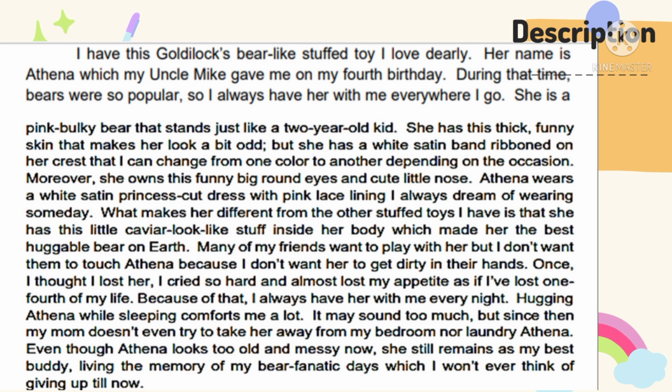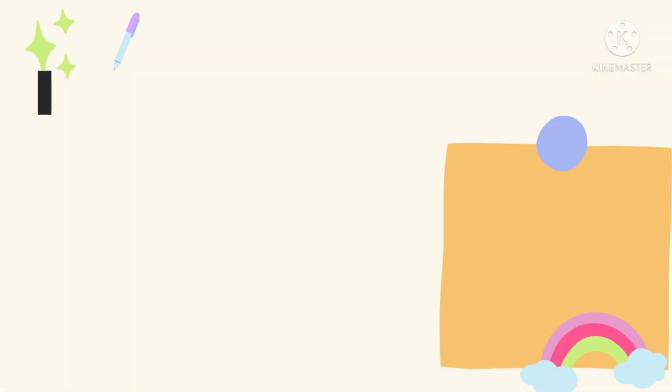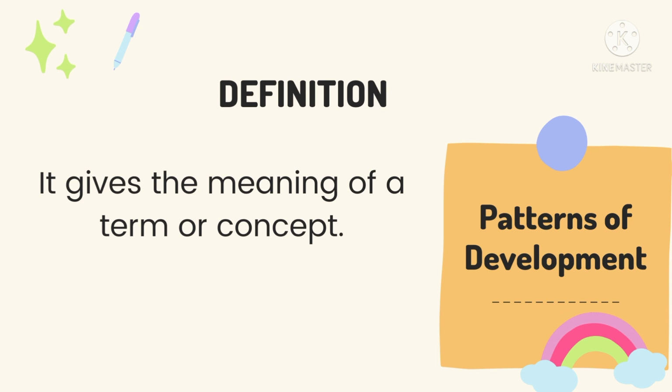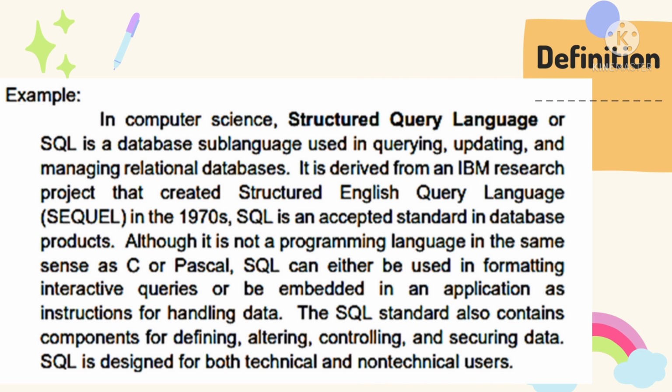The third pattern of development is definition. Definition gives the meaning of a term or concept. Definition can be used to provide an interpretation of a vague, controversial, or misunderstood term. It is also used to explain an abstract concept, to define a new or unusual term, or to entertain by presenting the interesting history, uses, effects, or example of a common word or expression. This example paragraph explained and defined what a structural query language is.